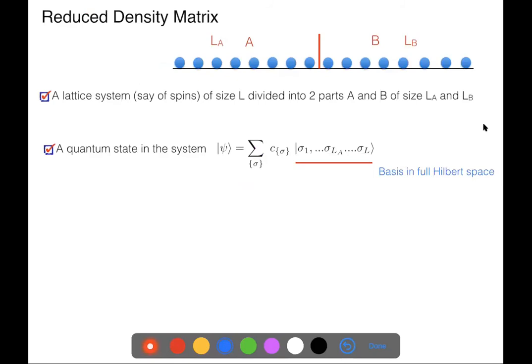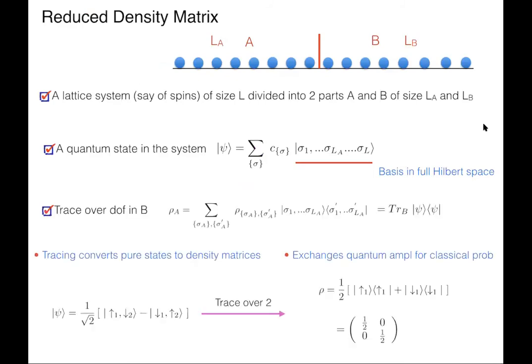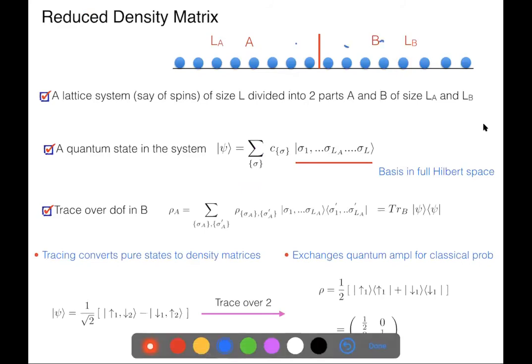Okay, so just to give you a very brief primer: if you take a state on this big lattice, and you say that you do not want to know what is happening to all the degrees of freedom in this B subsystem, you break it into two subsystems, A and B. Let's say I have spins here, I have spins here, and I'm saying that I don't want to know about the information of the B subsystem.